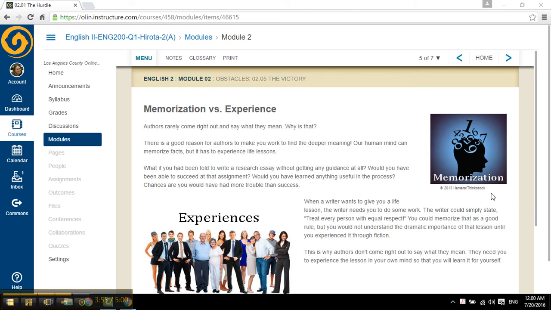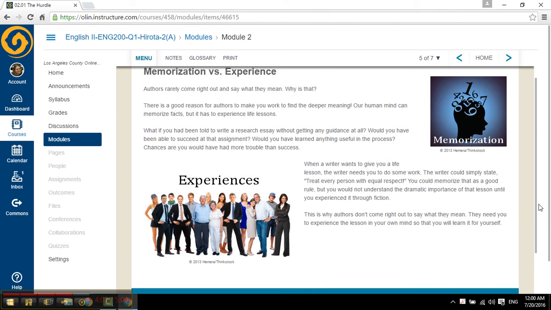Okay, page 5 here has some reading that you need to do. Not a whole bunch, but it's talking about memorization versus experience. So make sure you read through this so that you understand the difference, and then go to page 6.